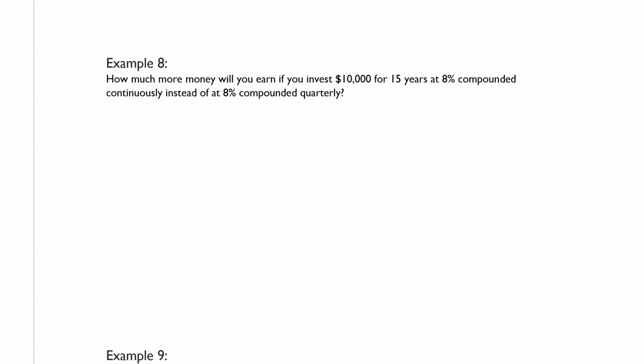Example 8 says, how much more money will you earn if you invest $10,000 for 15 years at 8% compounded continuously instead of 8% compounded quarterly? So we're going to have to calculate two different scenarios. There is the continuously compounded, and then there is the quarterly.